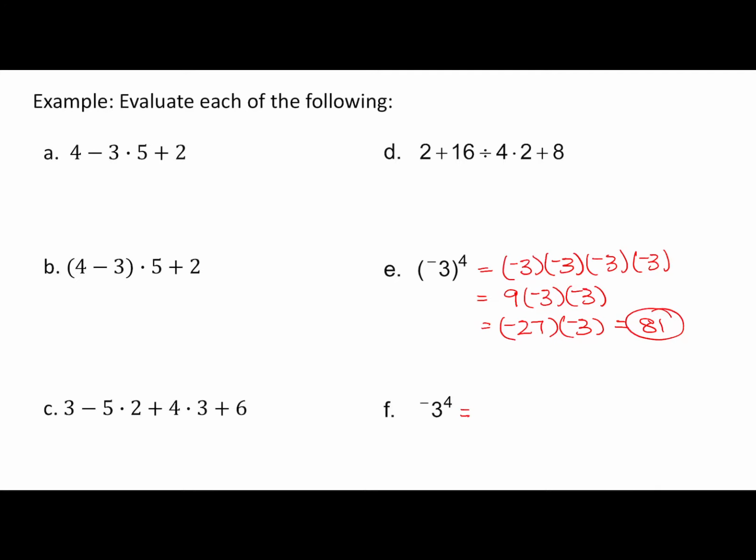Now, how is F different than part E? The difference here is the parentheses. So these parentheses were saying that it was negative 3 to the power 4. Here, I want the negative of 3 to the power 4. So I want negative of 3 to the power 4, which is the negative of 3 times itself 4 times, which is negative 81.